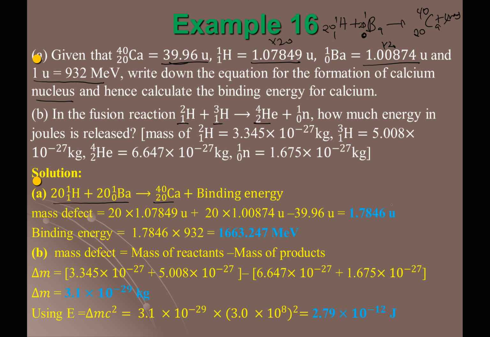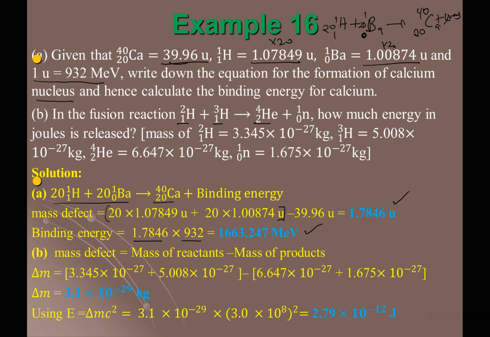Then the mass defect: I summed up the total mass on the left-hand side minus the mass of calcium that is on the right-hand side. So the binding energy, I just multiply the mass times what 1 u stands for.